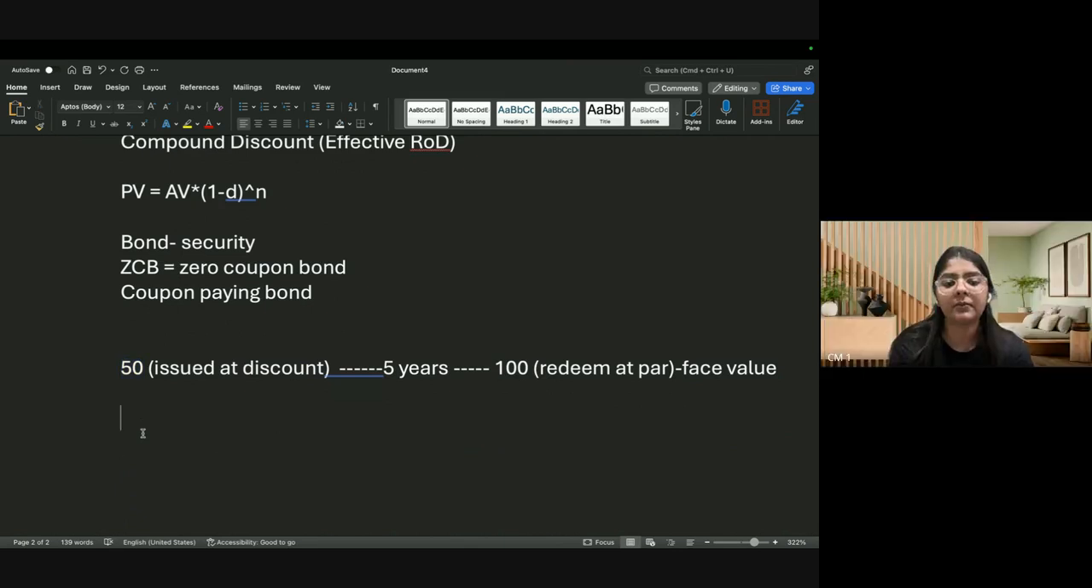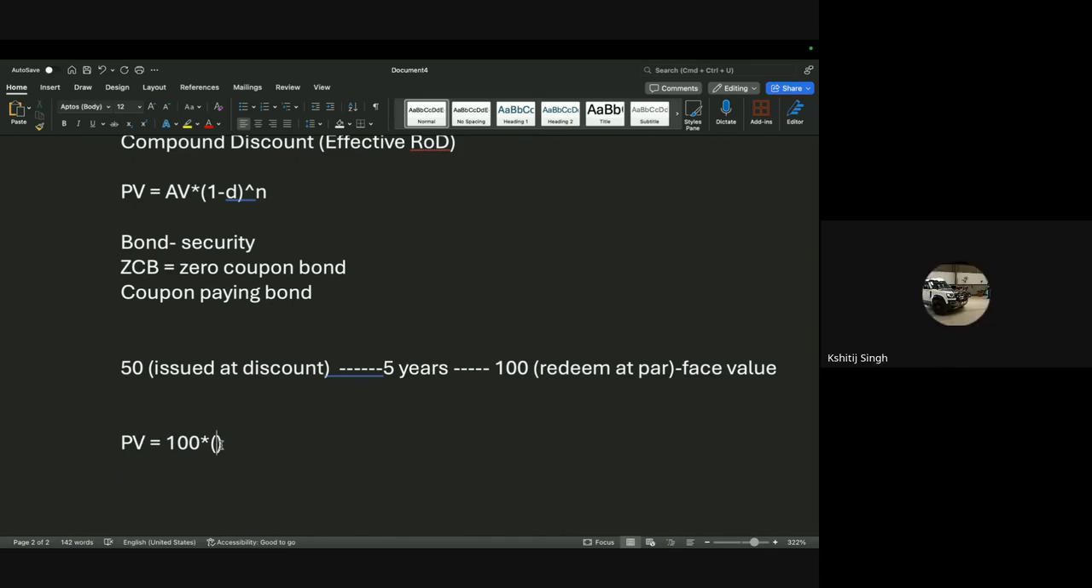Now, suppose I want to calculate the present value of this 100 rupees that I am receiving after 5 years. How will I do this? I want to calculate the present value of my 100 rupees after 5 years. So how will I do this? We can use the formula of simple discounting.